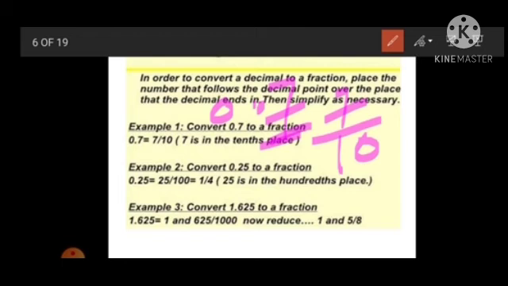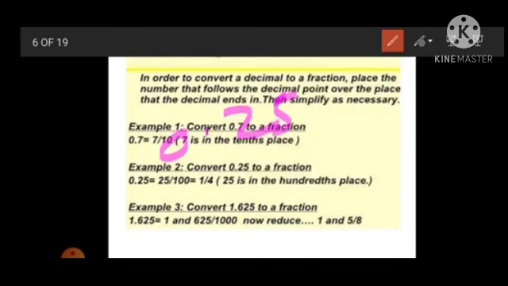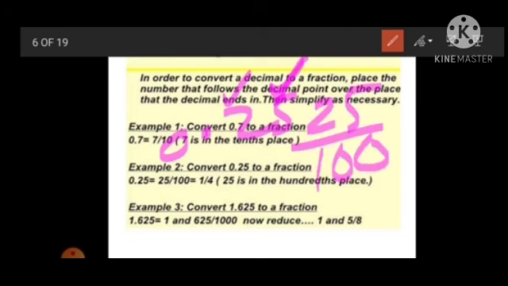Okay, students. Now, next example is 0.25. After the decimal point, the first one is the tenth place and the second one is the hundredth place. The end one is which place? Hundredth place. So, 25 by 100. Now, this 25 by 100, we will put in the lowest term, simplest form.